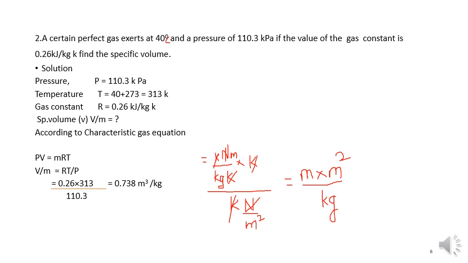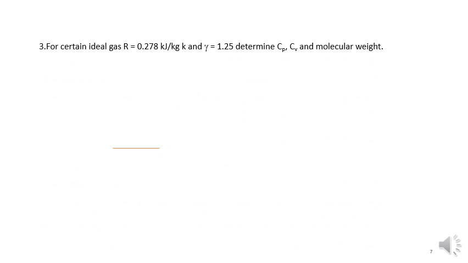The specific volume of the given gas is 0.738 meter cube per kg. So move to the next problem.